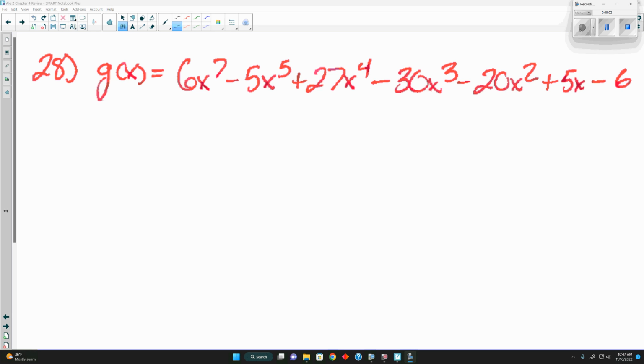The problems with this here. So 28, we're trying to find the number of positive, negative, and complex zeros. Guys, let's take it off for now. So to find the number of positive zeros, we're going to count the number of sign changes from one term to the next.